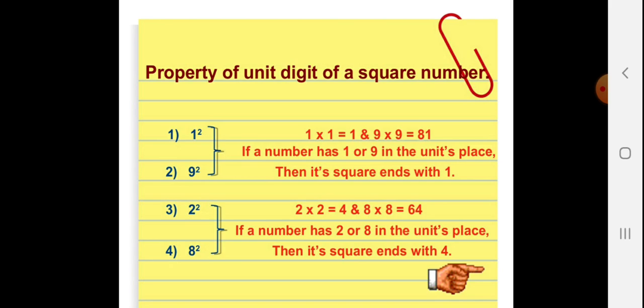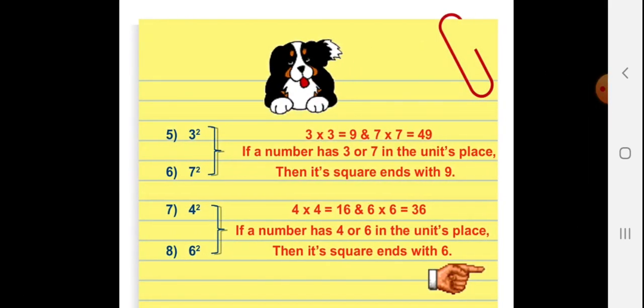2 square and 8 square. 2 twos are 4, 8 eights are 64. So if a number has 2 or 8 in the units place, then its square ends with 4. You have to remember all these tricks. 3 square and 7 square. 3 threes are 9, 7 into 7 is 49. So if a number has 3 or 7 in its units place, then its square ends with 9. Similarly, 4 and 6 square.